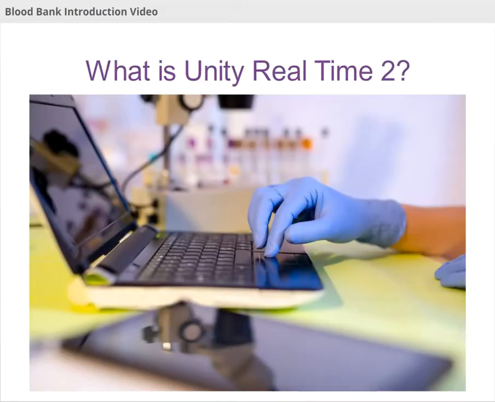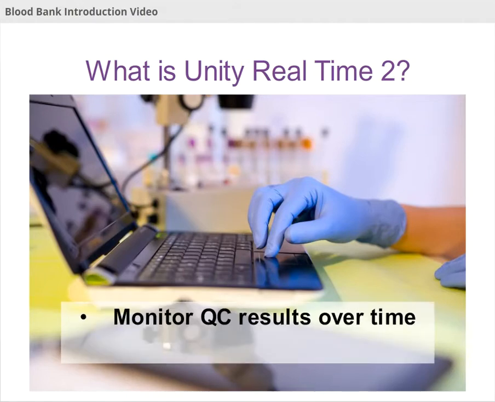Let's start with the basics. Unity Real-Time is a QC management software offered by Bio-Rad. It allows you to easily track your lab's QC results over time to monitor trends. It also streamlines your documentation process, providing you with digital records.